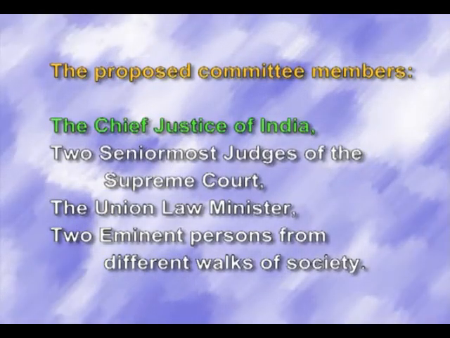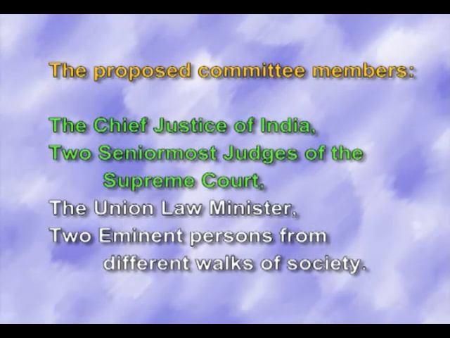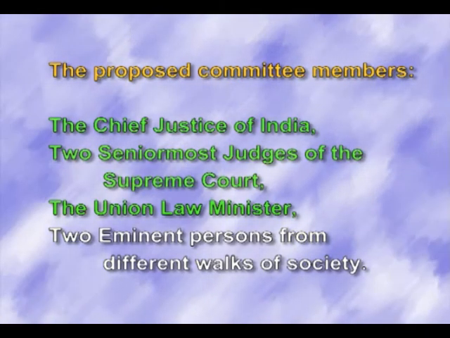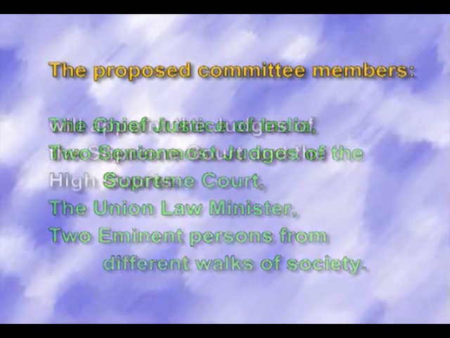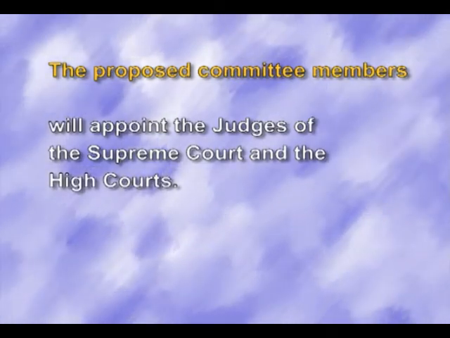The bill was sent to a parliamentary standing committee for critical scrutiny. The bill, if passed in the Lok Sabha subsequently, and if the President gives his assent to the bill, will become an act. After the bill becomes an act, the composition of the committee entrusted with the task of selecting the judges will be like this. That is, this proposed commission will have as its members the Chief Justice of India, 2 senior most judges of the Supreme Court, the Union Law Minister, and 2 other eminent persons from different walks of life. So these 6 members will appoint judges of the Supreme Court as well as of the High Courts.